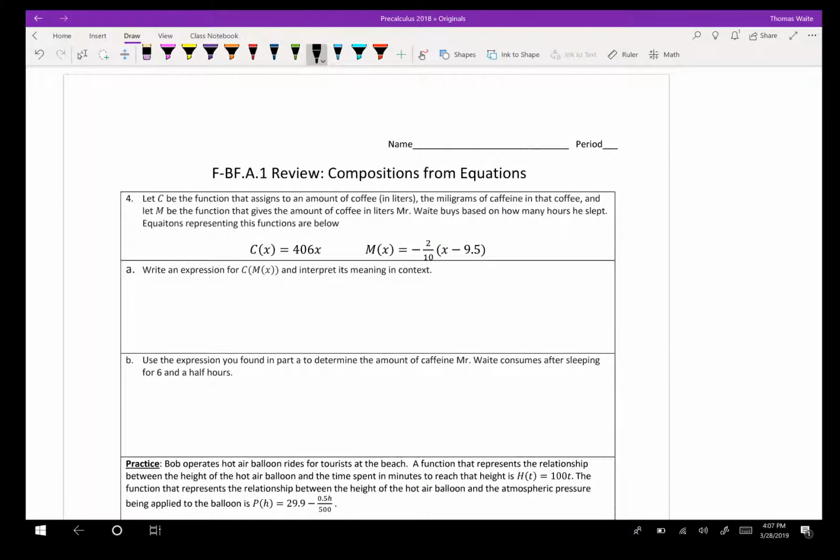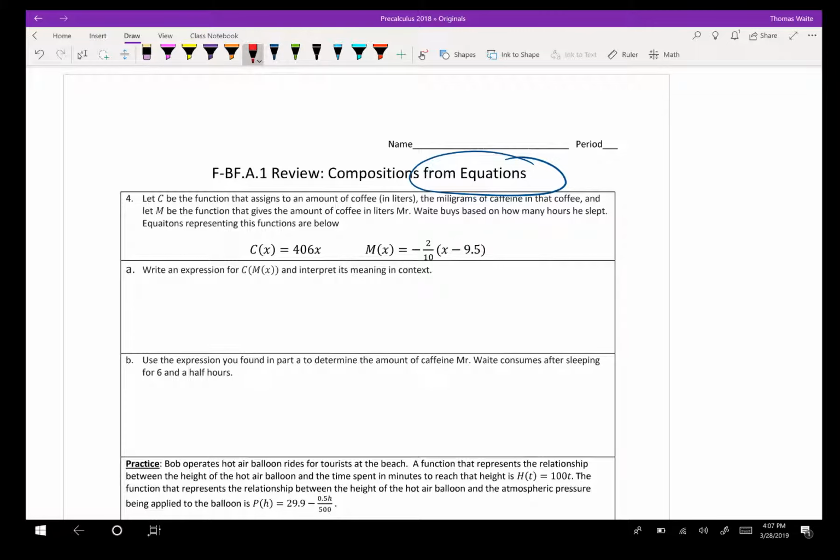Hey everyone, this is our second video covering compositions of functions, but this time from equations. By the end of this, we'll be able to write compositions using their definitions from the equations rather than the tables that we talked about above. Okay, so I'm going to dive right in.